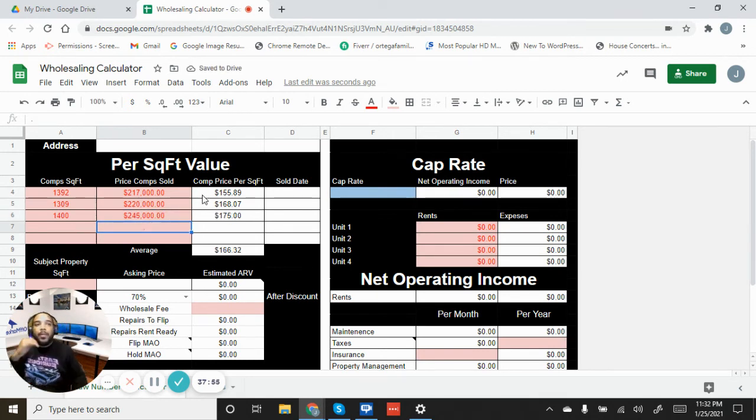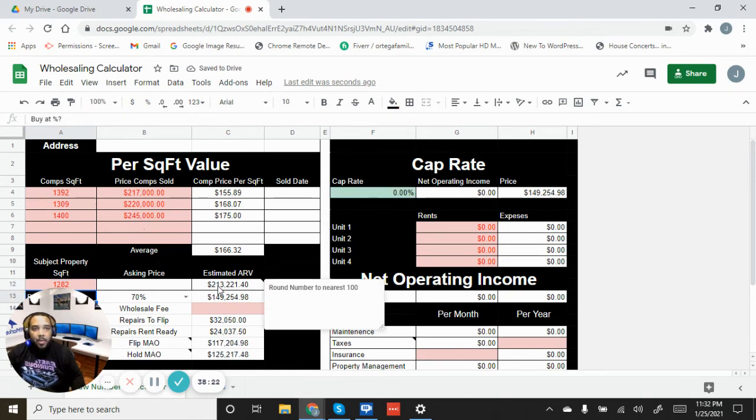So what we're looking for is a price per square foot, and I'll show you how to calculate that, and then we're looking for an average, right? And then what we're gonna put in on this calculator is the square footage of our subject property. Now, if those three were actual comps of our subject property, then the value for our subject property will be somewhere around 213,000.